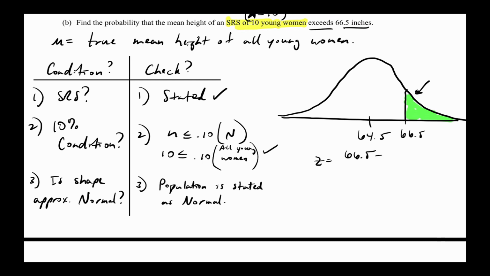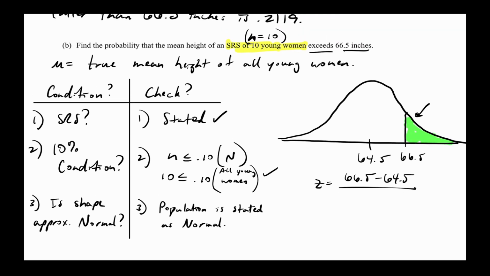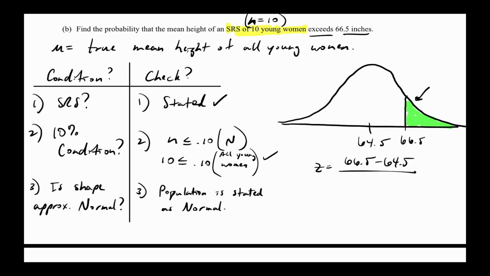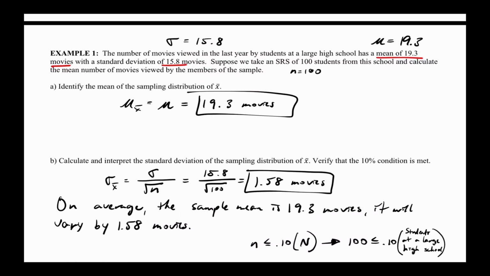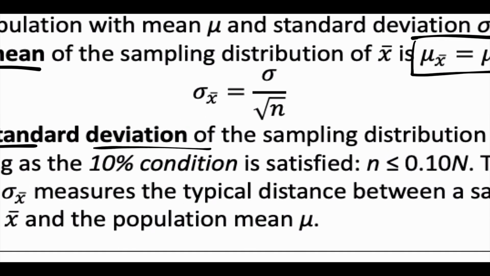So I get 66.5 minus 64.5 over, what's the standard deviation? I'll get a lot of students that try to put 2.5 in there. That's from the population, right? I have to find the standard deviation of the sample. That's this guy right here: the original standard deviation divided by the square root of n.